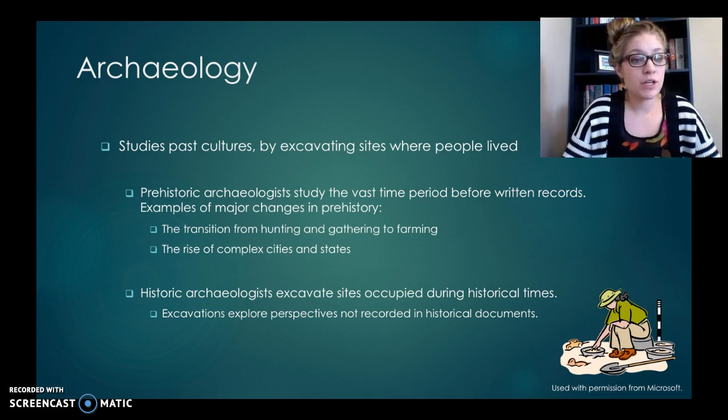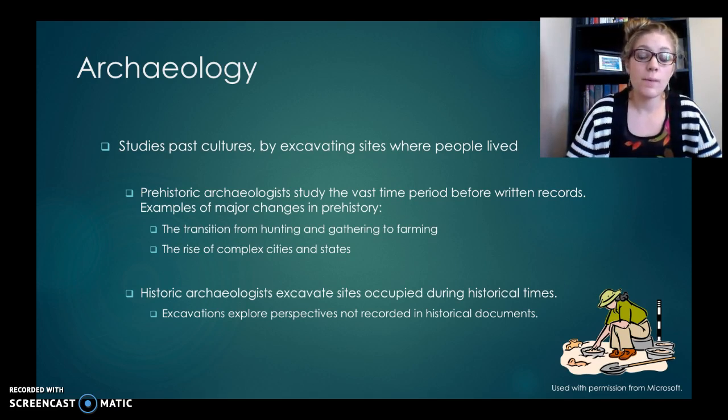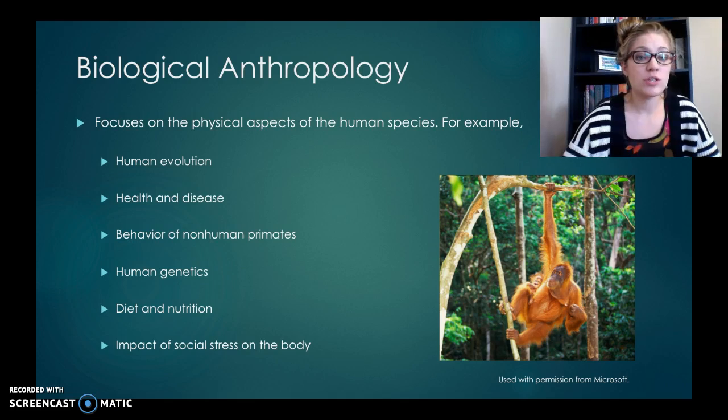There's two different types of archaeology. We're going to have prehistoric archaeology. This is the time before written records. They're looking for big changes in prehistory, so changes in subsistence strategy or political organization, switching from cities to states or to nation states, things like that, that you can see in the archaeological record. Historic archaeologists are looking at sites that do have written records, so sites that were occupied during historical times. Excavations are then going to be looking for perspectives, ideas, behaviors, things like that that aren't recorded in historical documents. So there's two separate types of archaeology there.